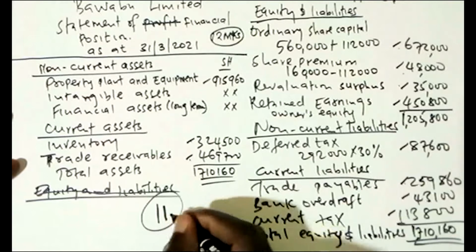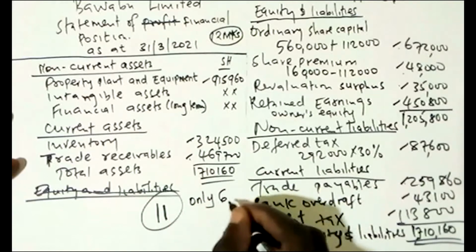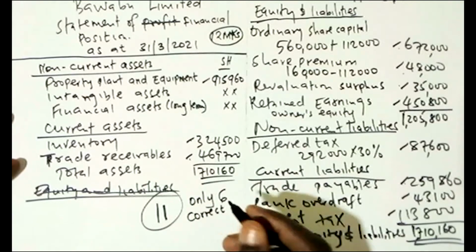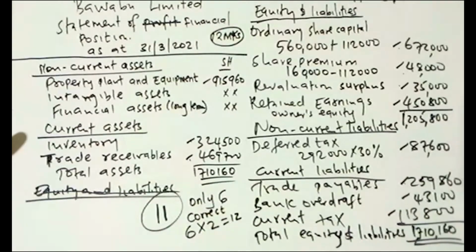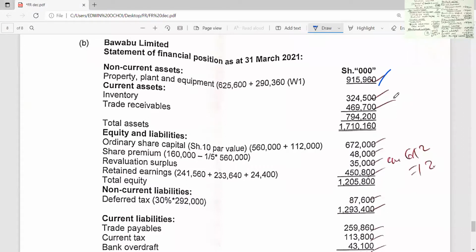But now they were not in need of 11. They were in need of only 6 correct entries. So that once you get your 6 correct, out of the 11, they multiply by 2. You get your 12 marks. That is what is in our marking scheme here. So you can see they were in need of any 6. Any 6, they multiply by 2. You get your 12.